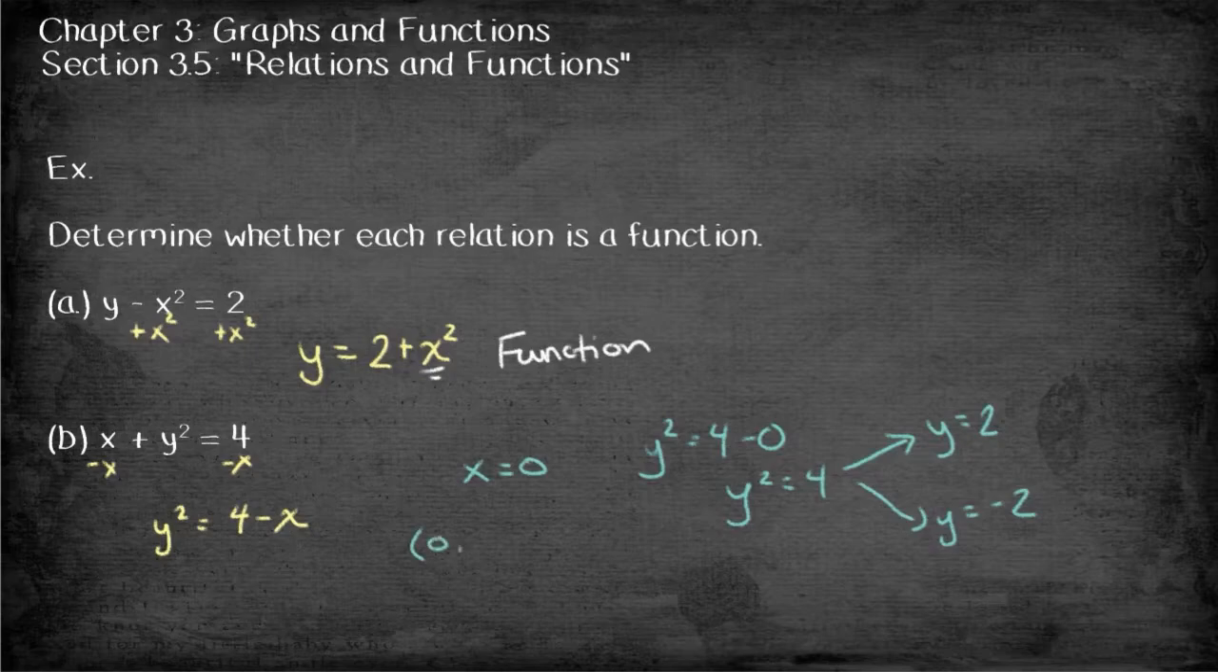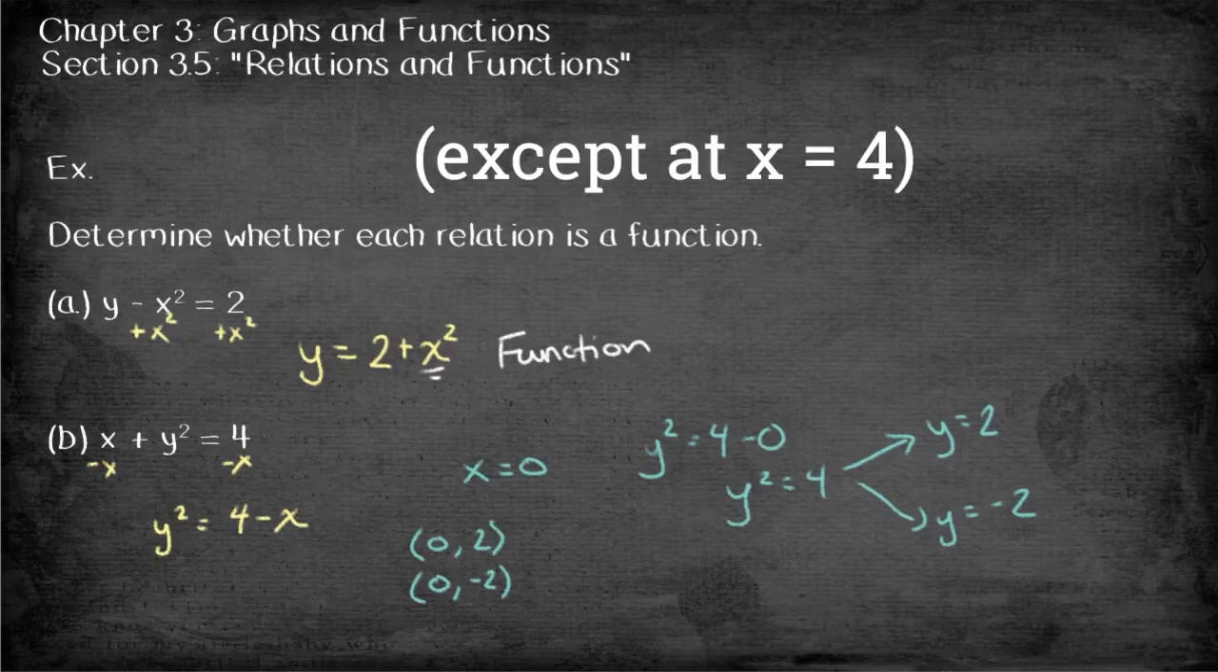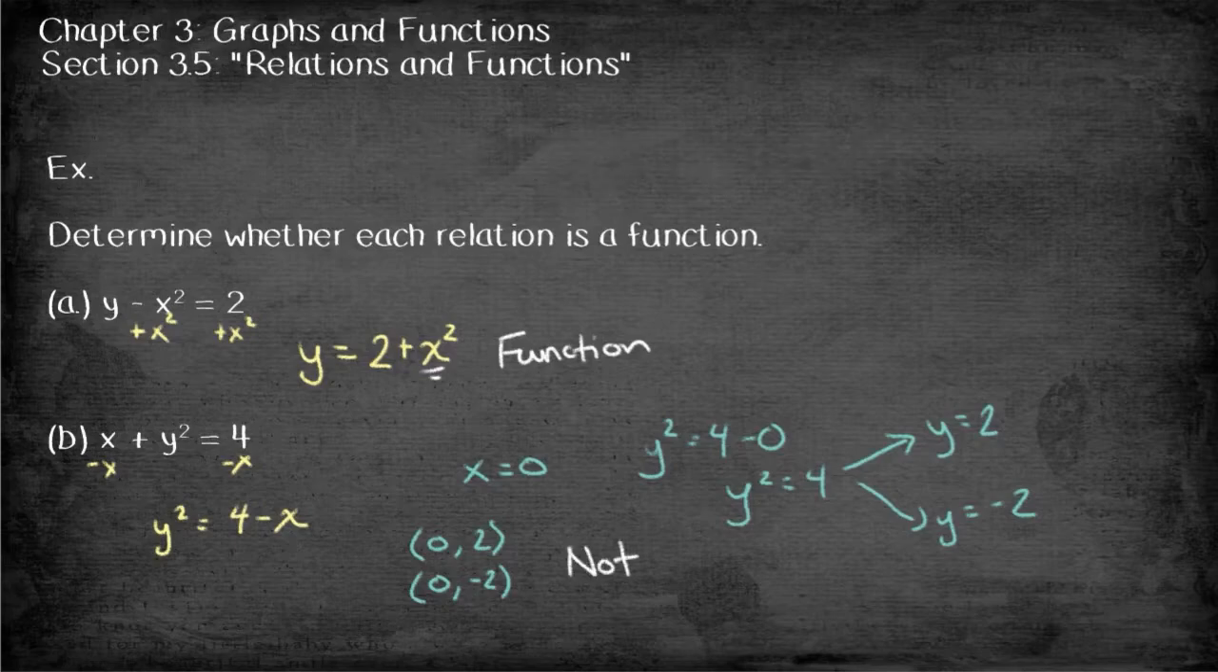So the ordered pairs (0, 2) and (0, negative 2) both satisfy the equation, which means that for every x value I put in, I have exactly 2 y values that go with it. So this guy is not a function.